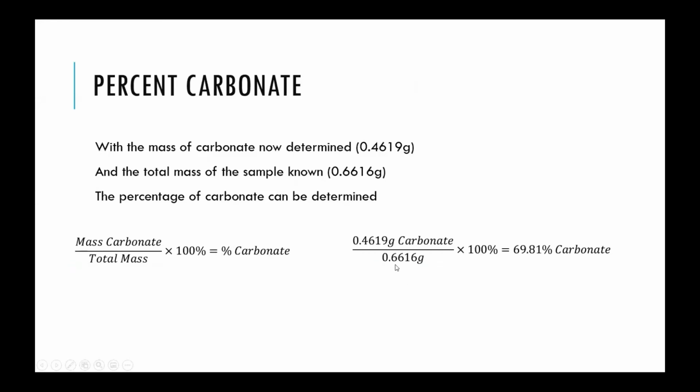Initially, the total mass was 0.6616 grams. The mass of the component was 0.4619 grams. So by dividing them and multiplying by 100%, you can figure out that the sample itself in these measurements came out to be 69.81% carbonate.